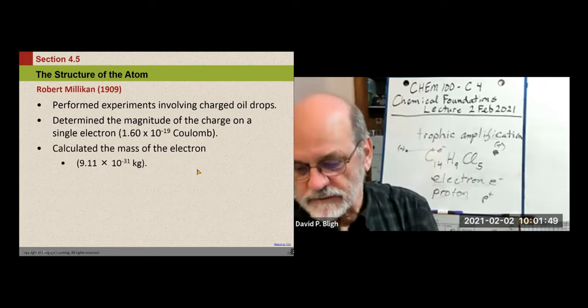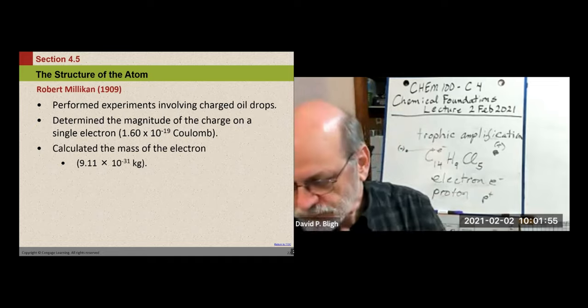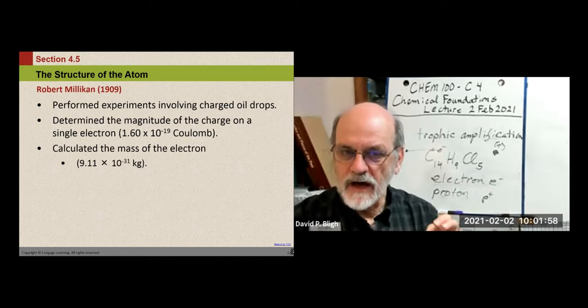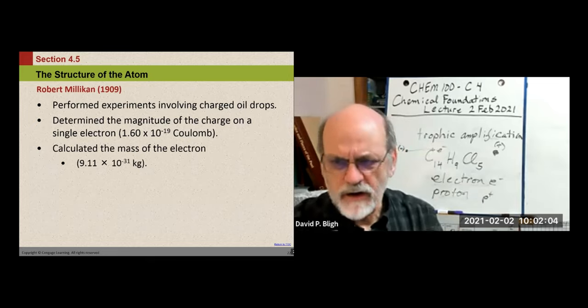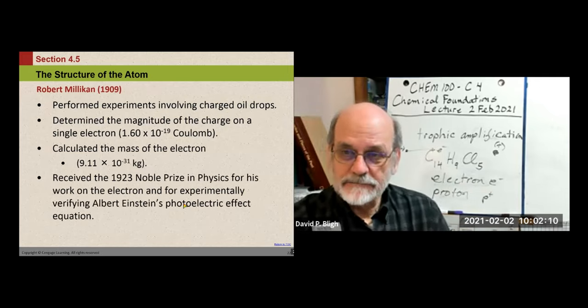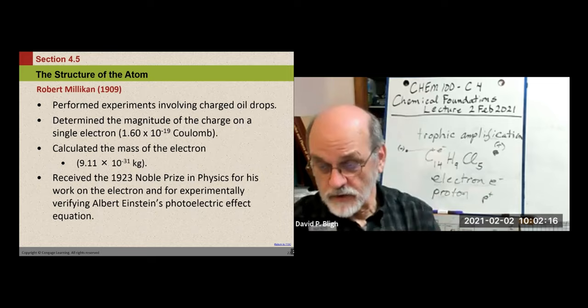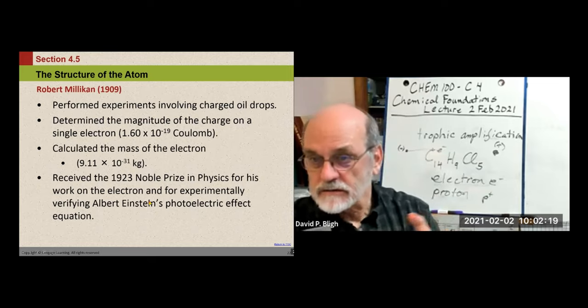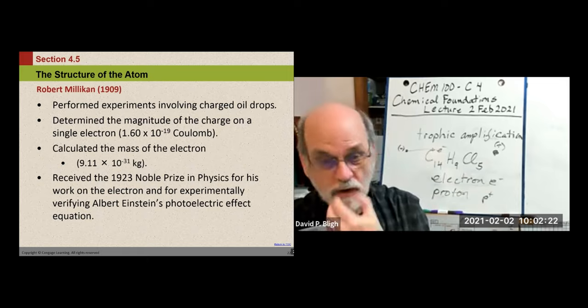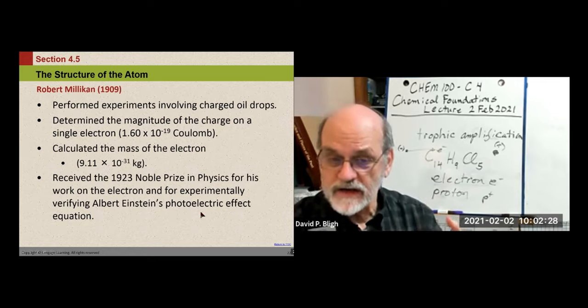He used that information to then further do experiments with his oil drop apparatus. And he determined the mass of the electron was 10 to the minus 31 kilograms. Very, very small. And in fact, he received the Nobel Prize in Physics in 1923 for his work on the electron. In addition, they incorporated that with his work experimentally verifying the photoelectric effect equation that had been developed by Albert Einstein a few years earlier.